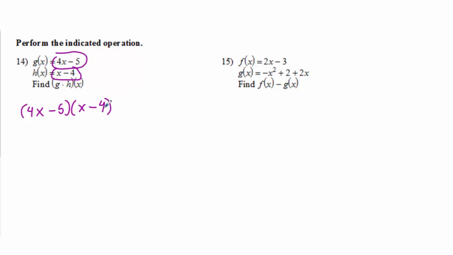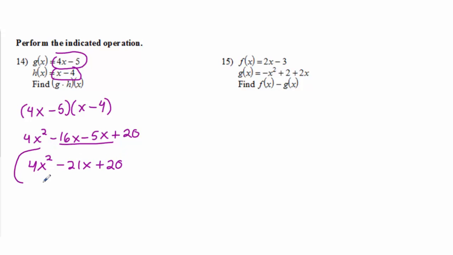So if I'm multiplying these together, I need to FOIL. 4x times x is 4x squared. 4x times negative 4 is negative 16x. Negative 5 times x is negative 5x. Negative 5 times negative 4 is positive 20. The middle terms will add together. Negative 16x minus 5x is negative 21x. So this is our answer.